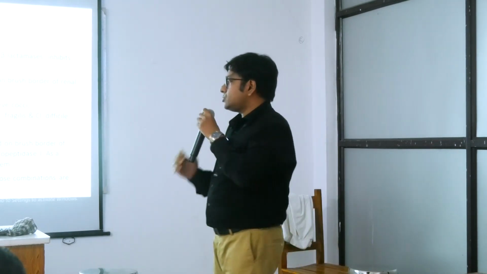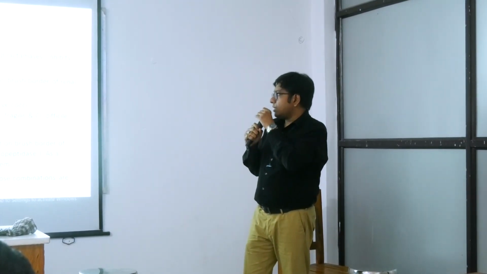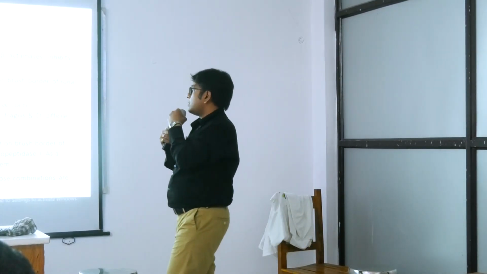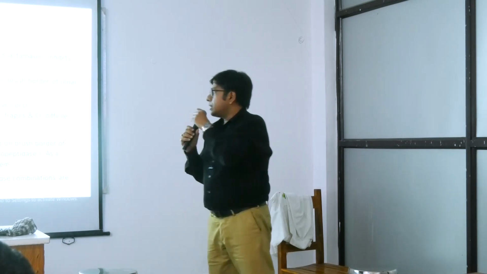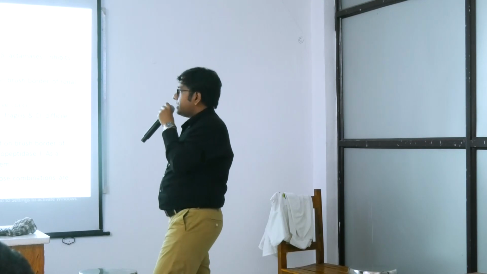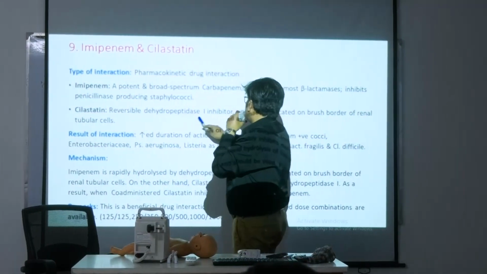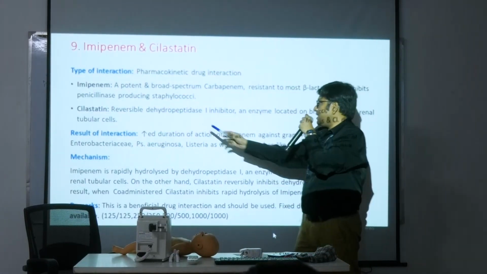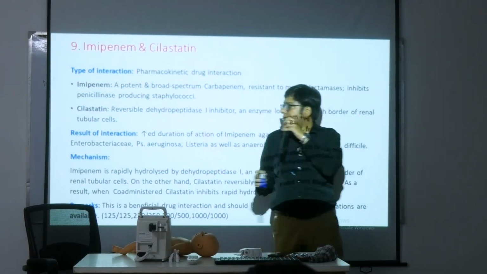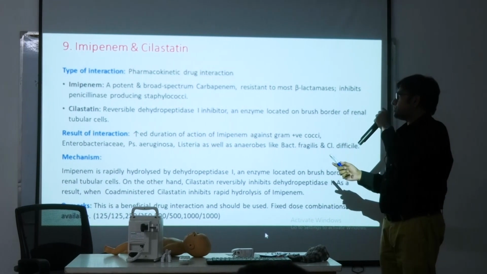Kilastatin... there's an enzyme located in the renal tubules. That enzyme is called dehydropeptidase 1. So there's an enzyme in the renal tubule, and that enzyme is called dehydropeptidase 1.